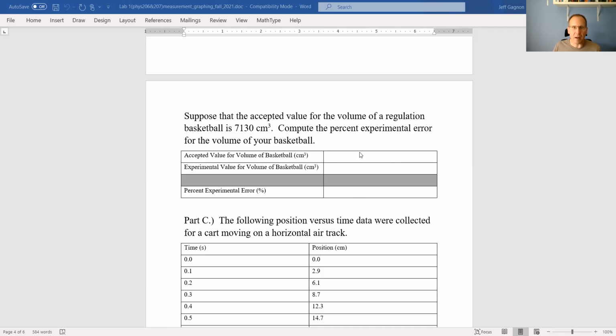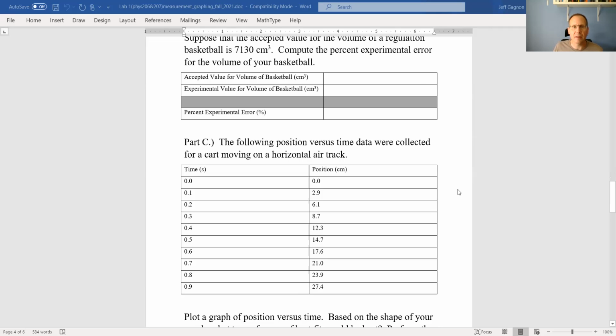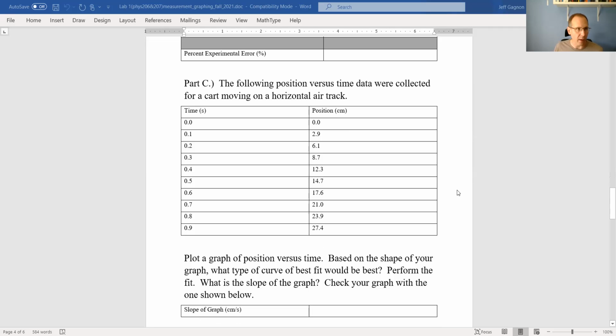Okay, and then the last part of the lab was just to get a little more experience with graphing. So you're going to graph everything on Pasco Capstone. You can download it for your computer. There's links in Brightspace, and there is a license code there too, so you can have it for as long as you want.